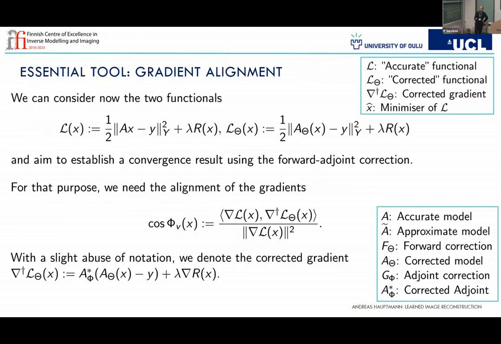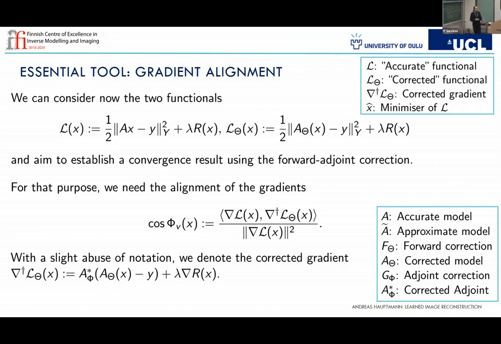How can we use this to now plug into, actually, now we have our two functionals. So we have our accurate functional, and we have the corrected functional using the corrected forward model. And we want to establish, can we actually know that the convergence result would converge to a minimizer, or close at least to a minimizer of our original functional. So for that, we're looking now not just that the gradient always coincides. We rather look at an alignment condition.